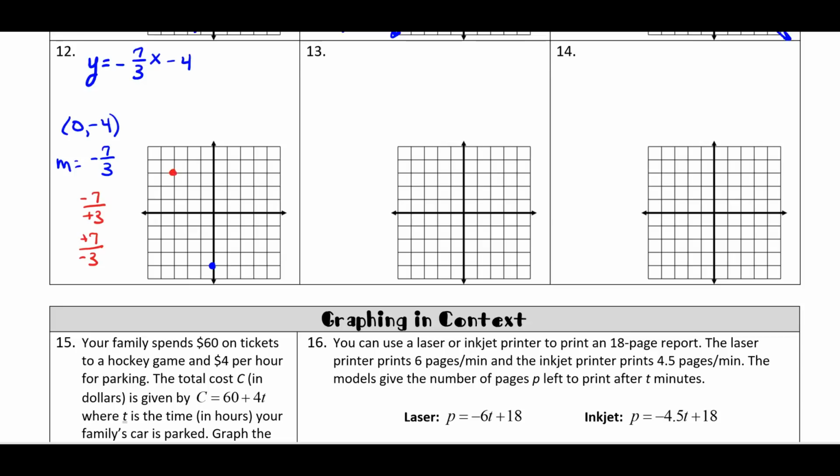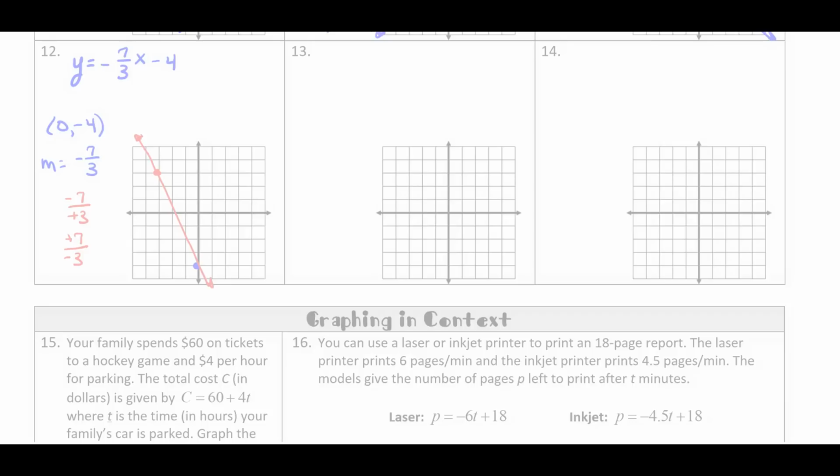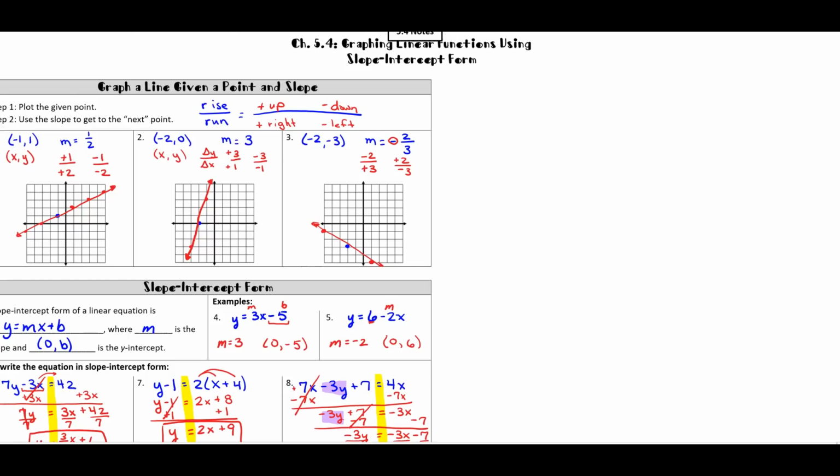So this is why you need to be able to convert between these different versions, because sometimes you're required to use one or the other because the graph just isn't big enough. And then, of course, as long as we have 2 points, we can draw our line and put arrows on the end. Okay, so that is number 12.